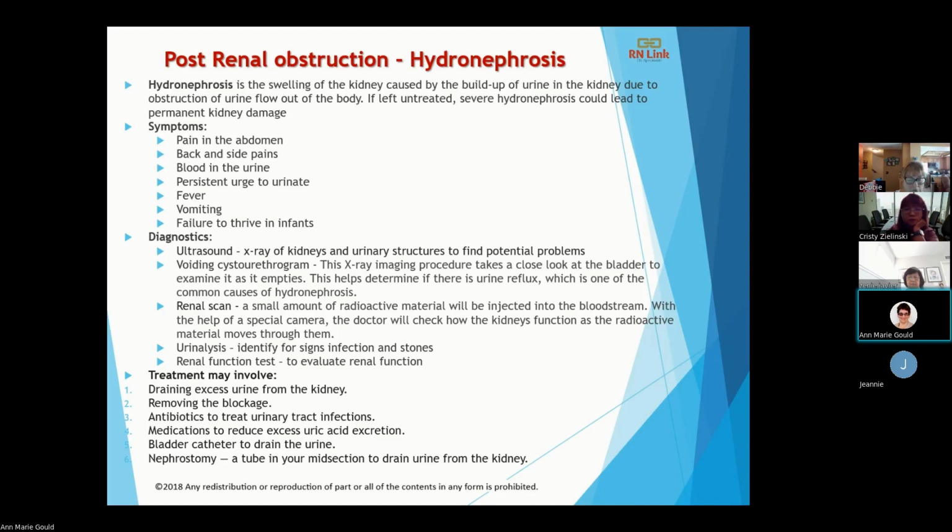And treatment: draining excess urine from the kidney, removing blockages. If they drain excess urine, usually a nephrostomy tube is placed. That could be done in interventional radiology. Of course, antibiotics if they have a UTI, and then medications to reduce excess uric acid excretion. Bladder catheter, of course, as well, a Foley catheter.